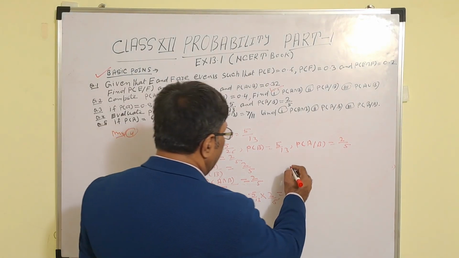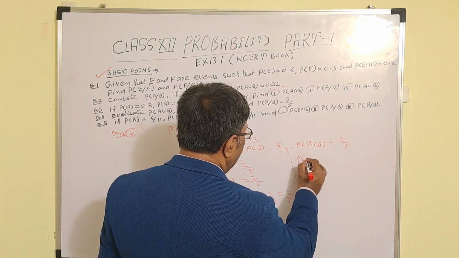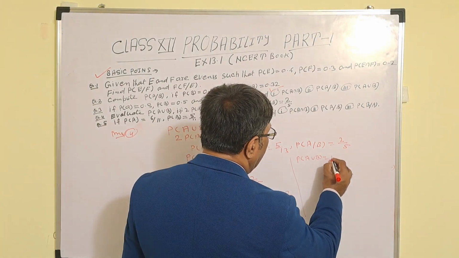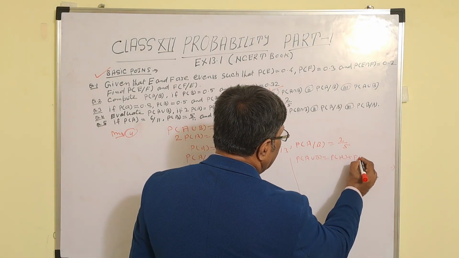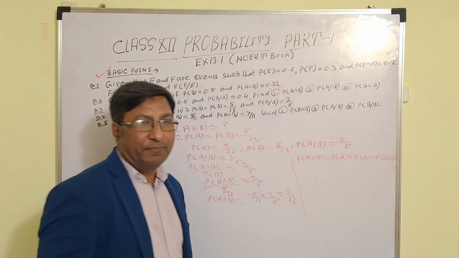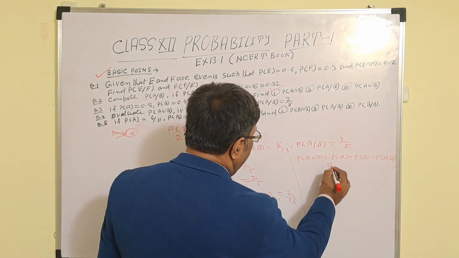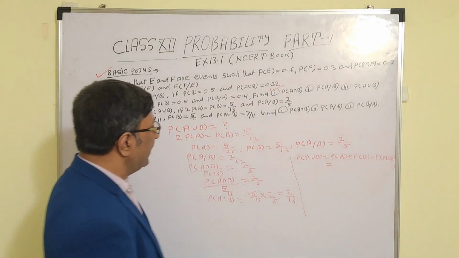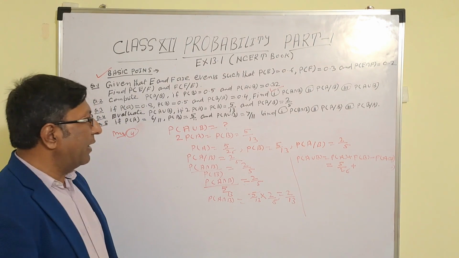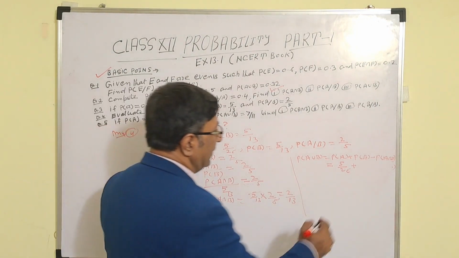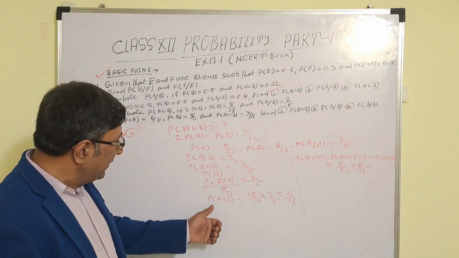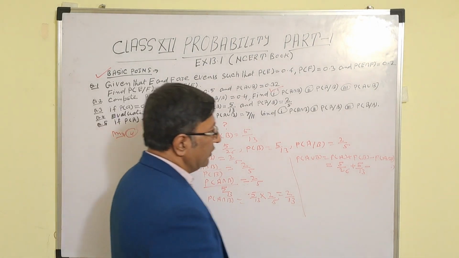So you know the formula, probability of A union B. So probability of A union B is what? Probability of A plus probability of B minus probability of A intersection B. So probability of A is what? Probability of A is 5 by 26. So this is 5 upon 26 plus probability of B, which is 5 by 13. Minus probability of A intersection B, we have found 2 by 30. So this is what?